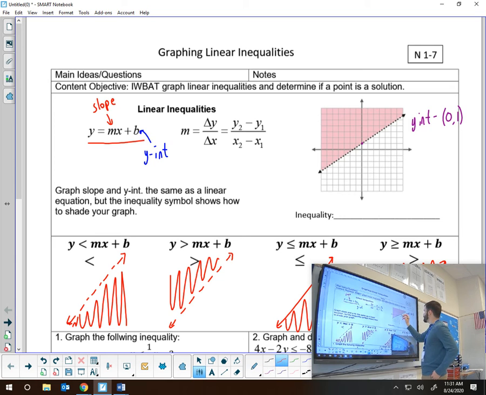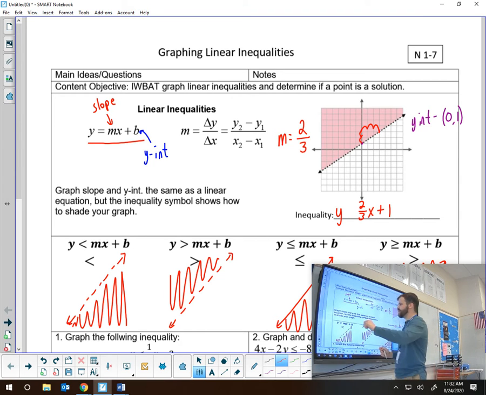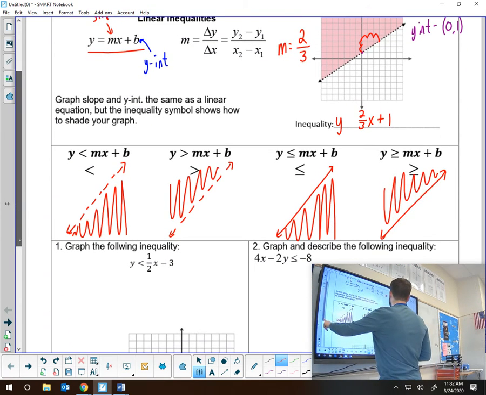And so let's count up 1 and 2 to get to this point here, and then we're going to count over 1, 2, 3. So my slope, my m, is going to be a positive 2/3. So to write this as an inequality, we still use our y. We go y, blank, 2/3 times my x, because that's my slope, that's my m, plus my y-intercept, which is 1. The only difference is what we put in this blank here. So let's talk about how we can know which one it goes in.